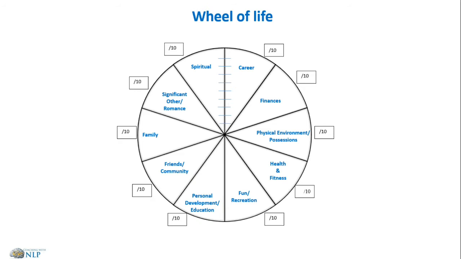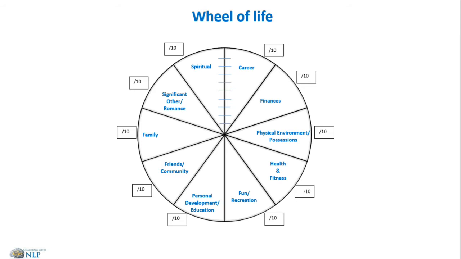Now, like I said, the center is 0 and the outside is 10. The aim here is not so much to have a perfect 10 out of 10. Yes, that would be great. However, often people give themselves high scores and they're actually fooling themselves. So the idea here is to be totally honest with yourself. This is your wheel of life. Nobody else is going to see it. Your wheel of life. So be totally honest.